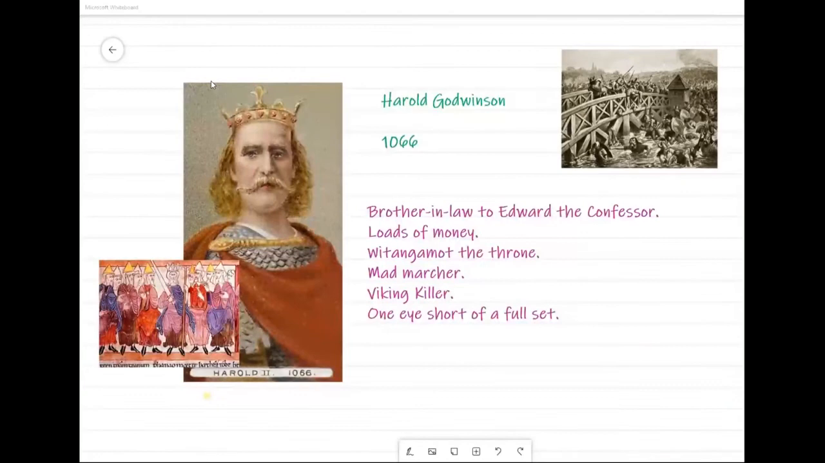Now, this is where it starts to go wrong for Harald. And this is where we need to remember a simple bit of advice. Listen to your mum. Okay? Because Harald is not going to listen to his mum, and it's going to lead to problems. Ooh, poor Harald.